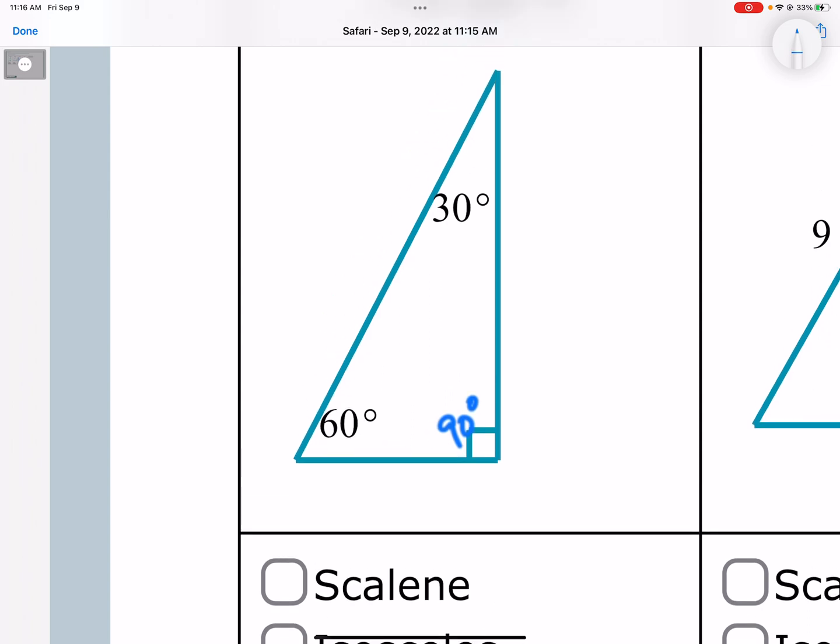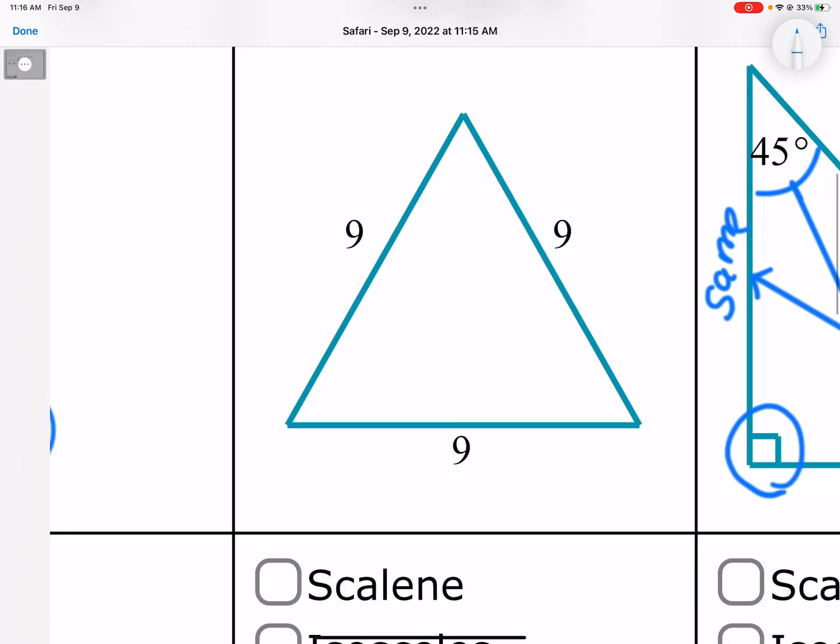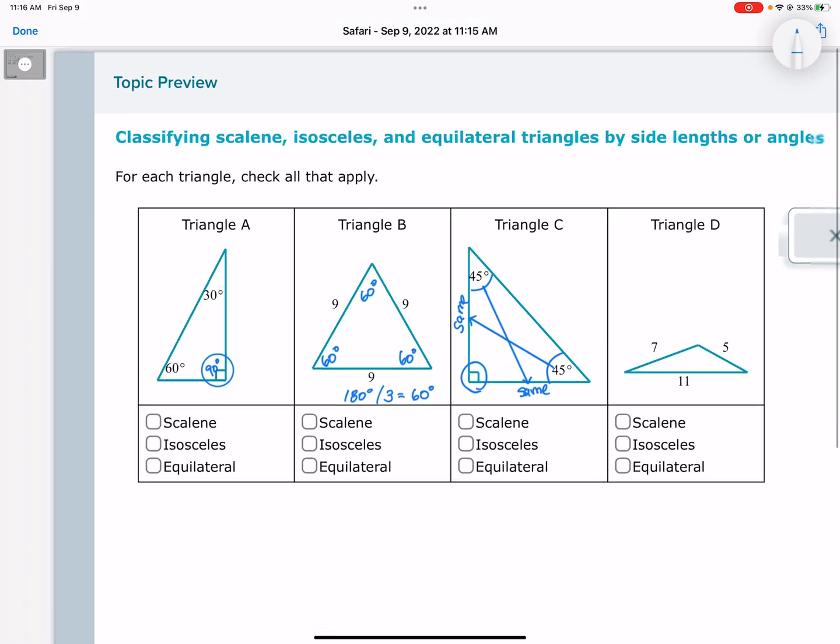Usually we just say right, but you could also classify it as a right scalene. It's a right triangle because of the 90 degree angle, and scalene because none of them are the same. The last one's equilateral. Equilateral means all the sides are the same and all the angles are the same. In every equilateral triangle, it's always 60 degrees, 60 degrees, 60 degrees, because we have 180 degrees in a triangle, and if they're going to be the same, they have to be each 60 degrees.